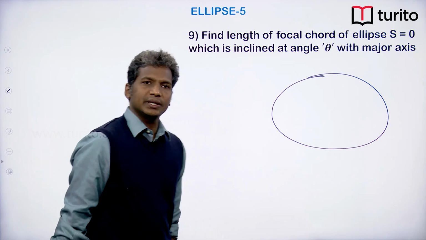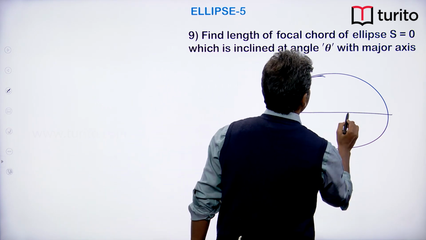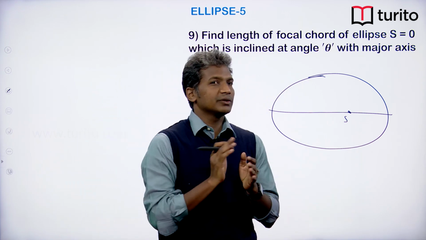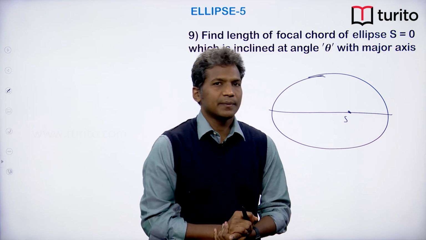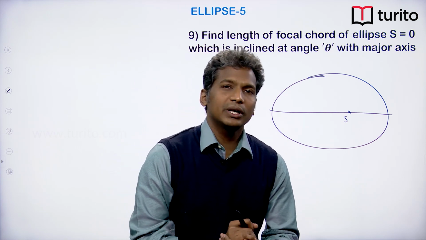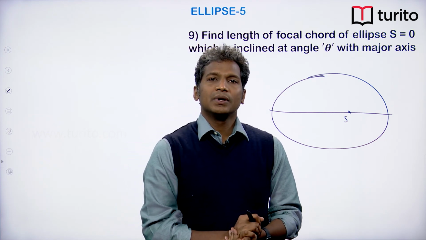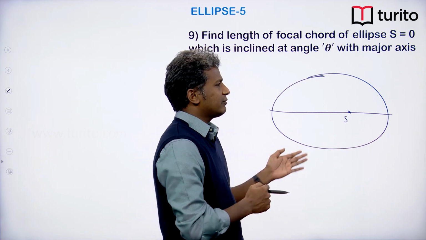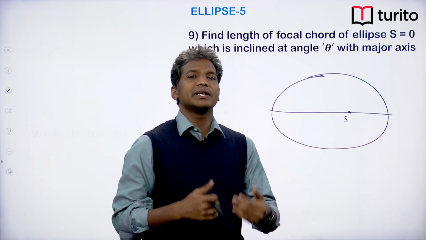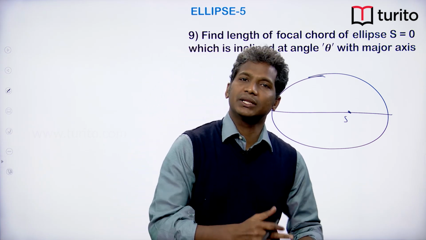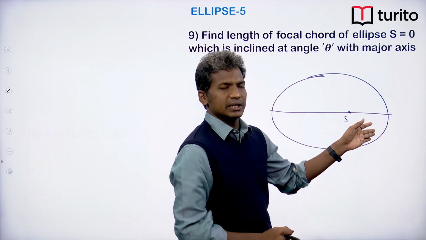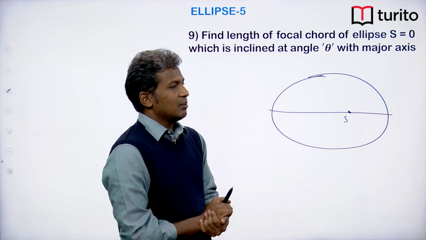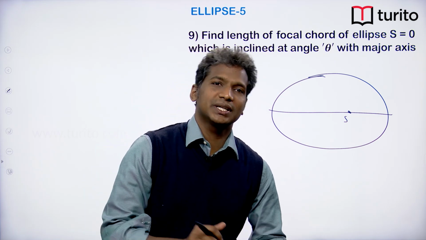There is an ellipse here and there is a focus. I am taking S as the focus. In most of the questions relating to the ellipse, when it comes to a focal chord or any line passing through the focus, we generally take the right side focus, not the left side focus, because most of the time we are comfortable with that. Unless it is mentioned in the question, we do not do it otherwise. So we mostly take S, we don't generally take S dash. But if it is mentioned in the question, we go for S dash also.